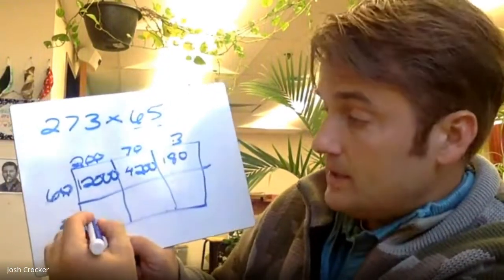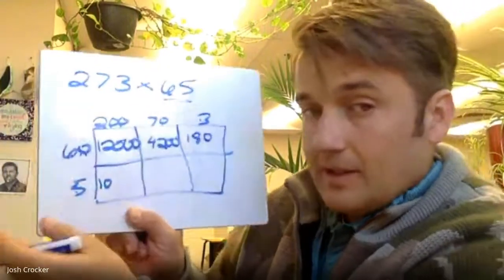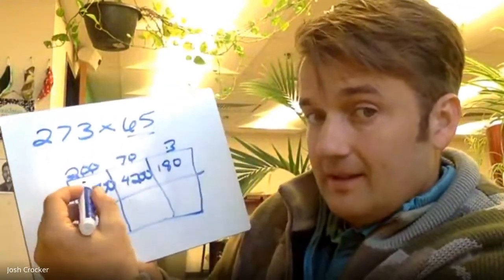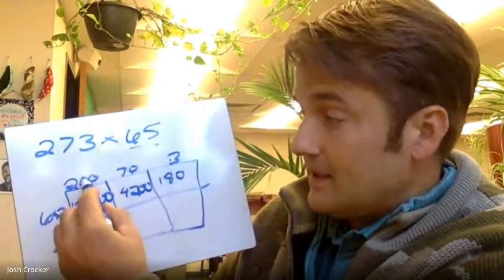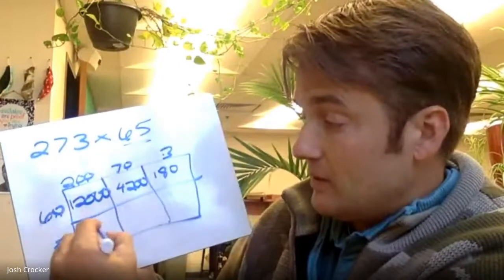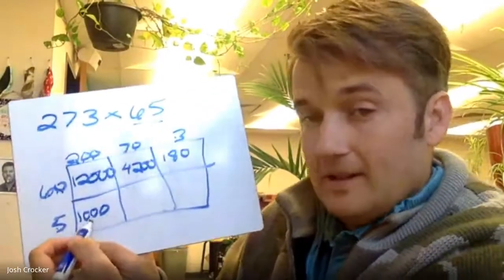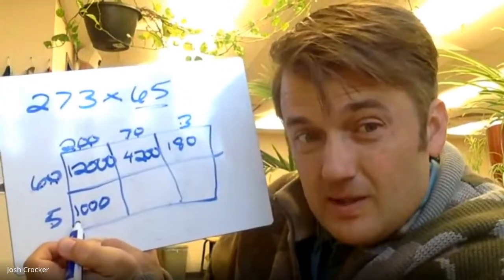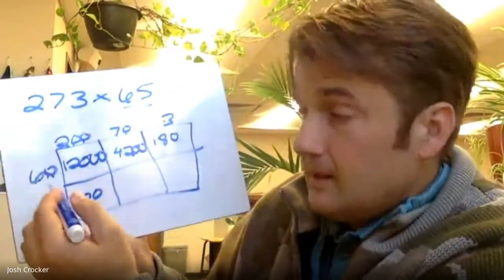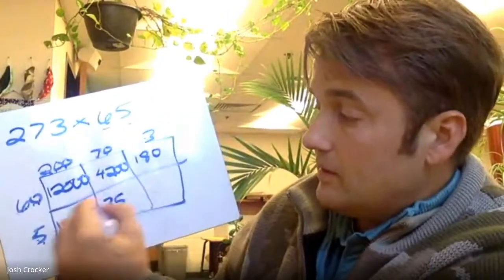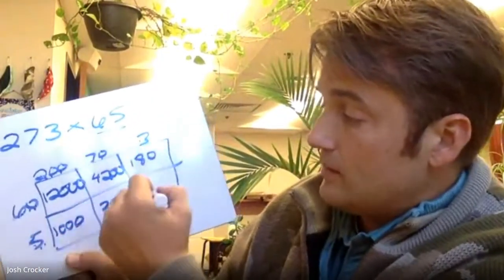5 times 200. 5 times 2 is 10. Now look, 10 has a 0. That doesn't mean that I count it like this 200 has 2 zeros. I need to add 2 zeros. So now I have 3 in my answer, but that's because 5 times 2 is 10. 10 has its own zero. It doesn't count. So 5 times 7 is 35, 1 zero. 5 times 3 is 15.